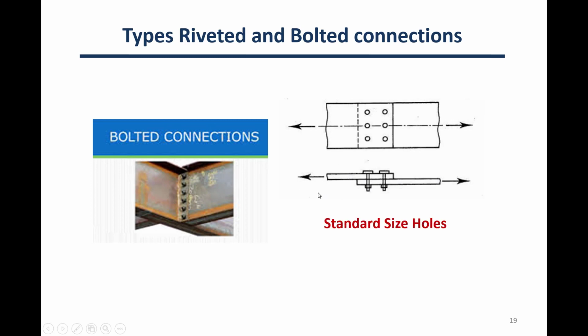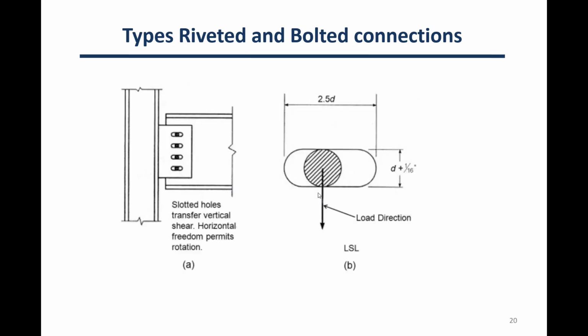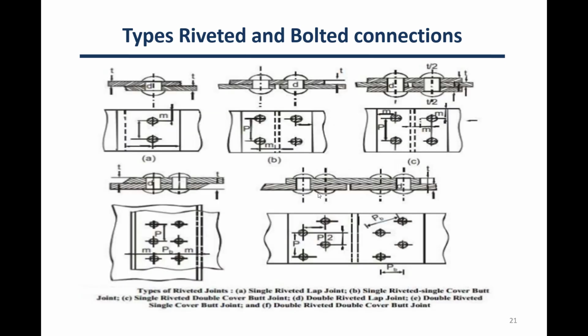So we have standard sizes of bolts. Slotted holes transfer vertical shear. So horizontal freedom permits rotation. So we have the load directions. So we have the single riveted lap joints. So here are the types of riveted joints.